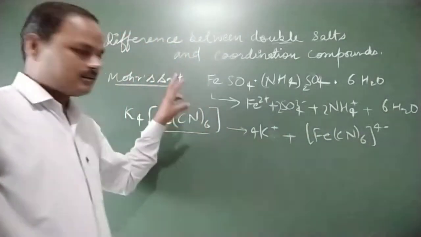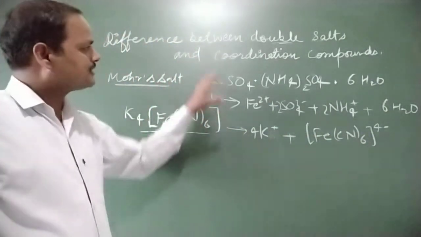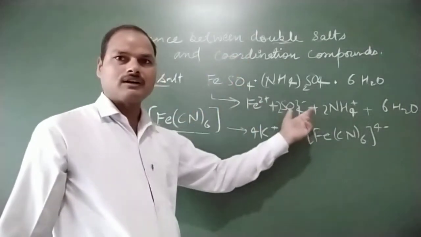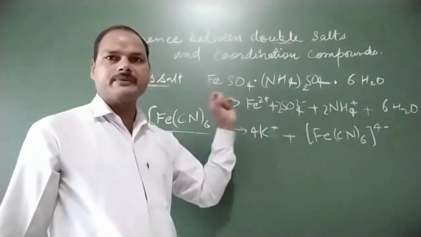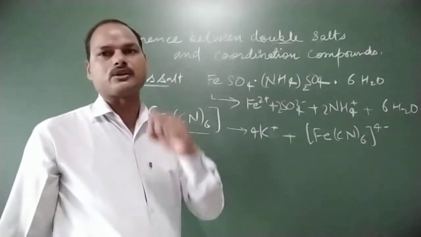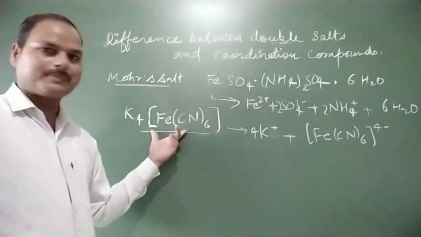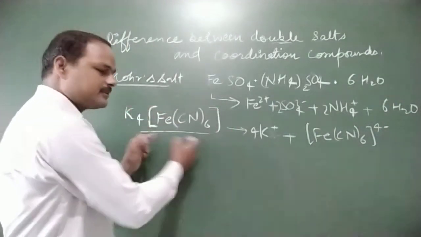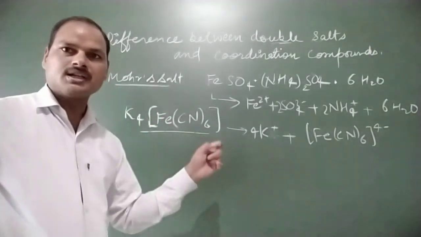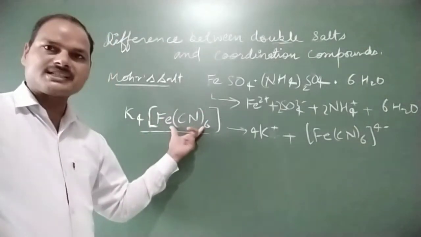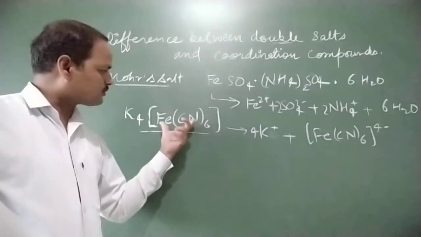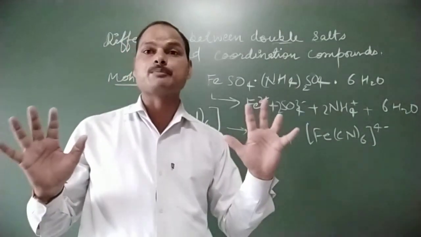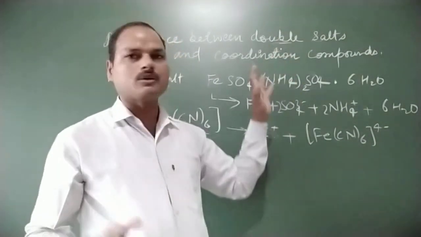It means we have discussed two important points. In the case of double salts, we will get very simple ions. All ions will be separated and we can test them with the help of particular reagents. But in the case of complex compounds, the complex part which is written within the bracket cannot be separated out, and that's why the ions or atoms present within the square bracket cannot be tested. These are the very important differences between these both types of compounds.